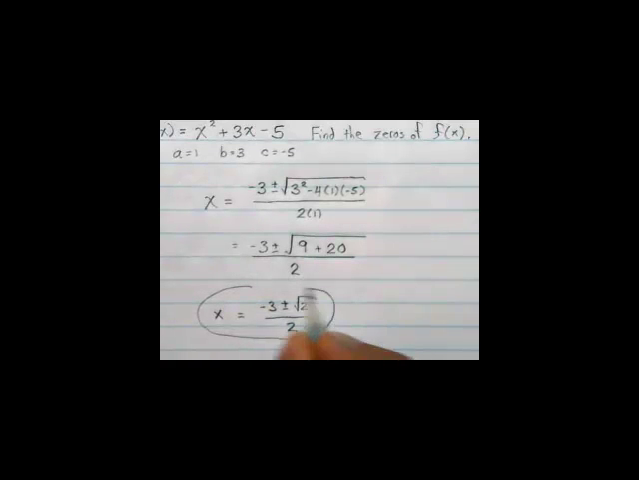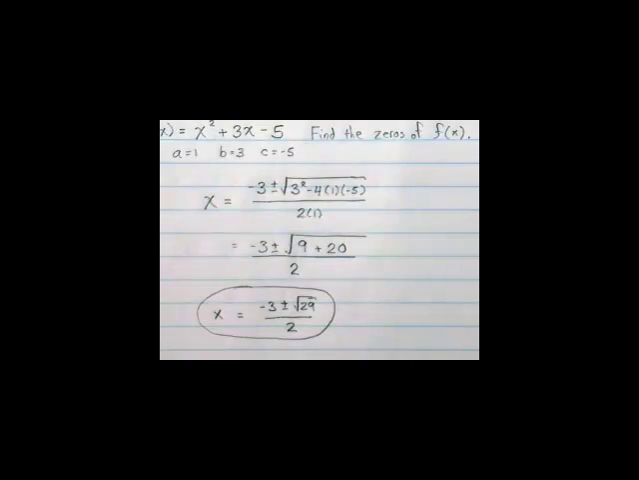So if it was a non-calculator type question and I wanted the exact answer, i.e. not a decimal approximation or anything like that, that would be your answer. Okay, and it has both solutions in there, right? Because of that little plus or minus. So one solution would be taking negative 3 and adding the square root of 29, dividing it all by 2. And then the other answer would be negative 3 subtracting the square root of 29, dividing it all by 2. So you've got your 2 solutions there either way.